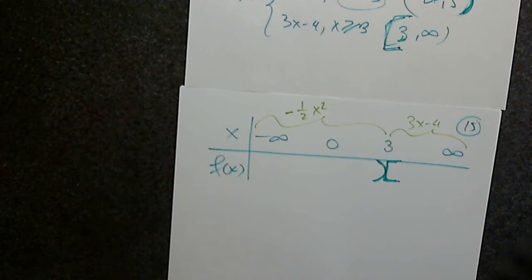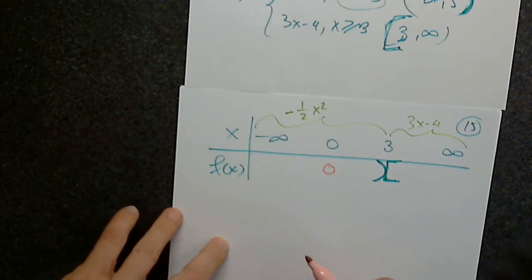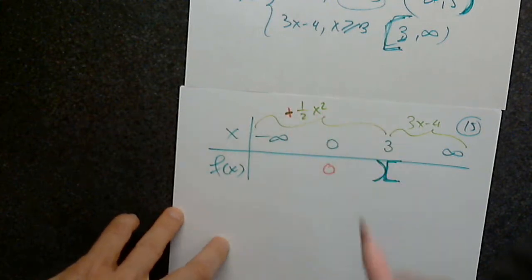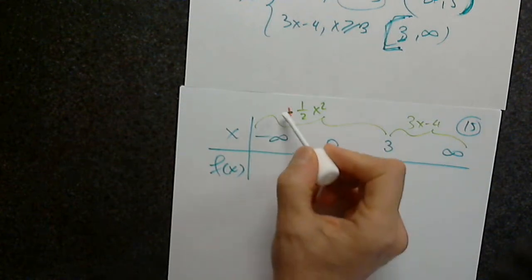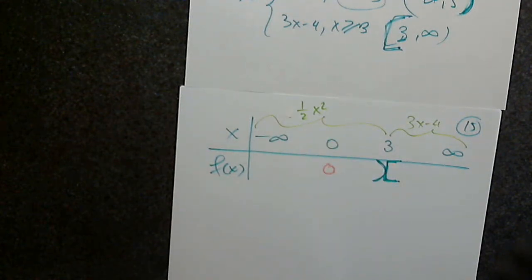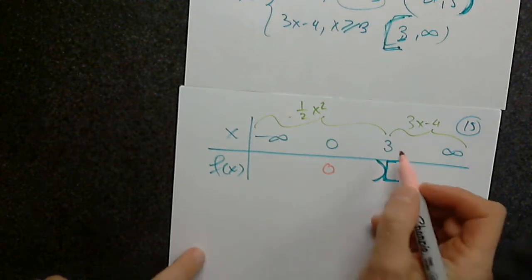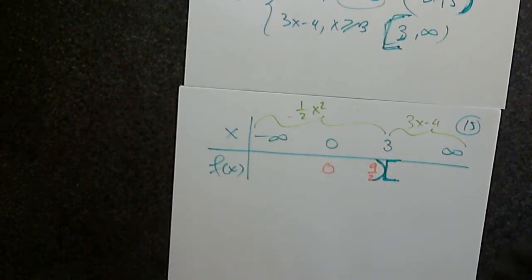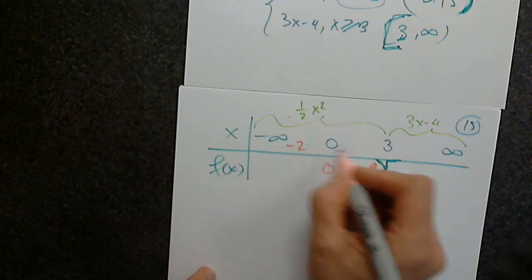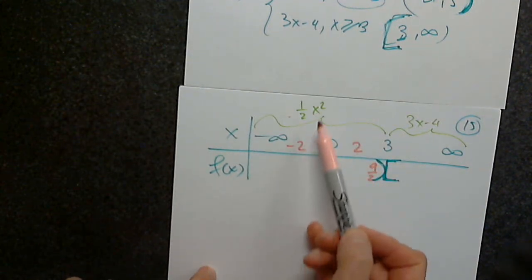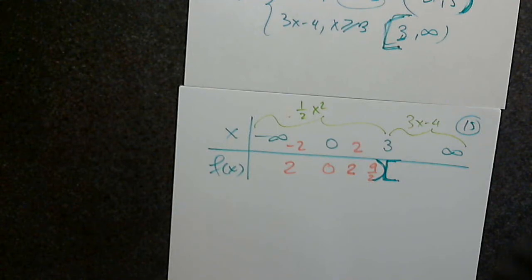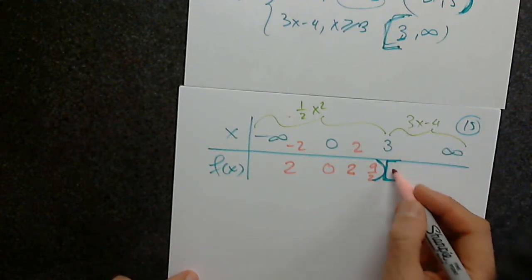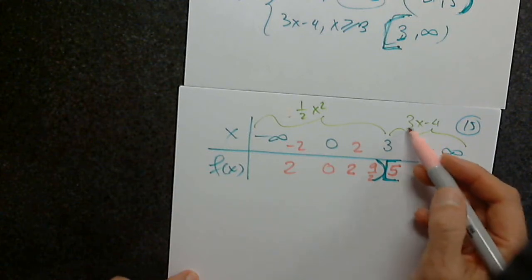So when I plug in 0, I get 0. Oh, it's not minus. I'm sorry. See? I even copied it incorrectly. I am hungry. So 9/2. And if I plug in negative 2 and 2, I get a nice number because negative 2 squared is 4, 4 over 2 is 2, as well as on the other side. Now I plug in 3 and I get 9 minus 4, which is 5. And I plug in 4 and I get 12 minus 4, which is 8.